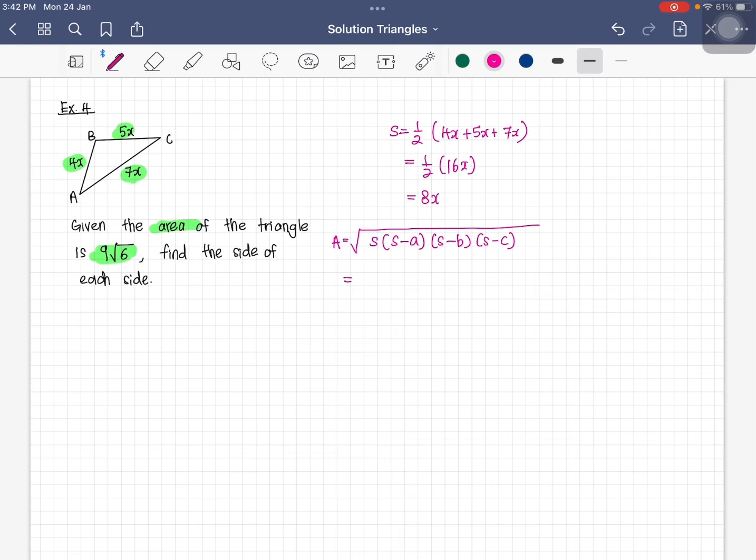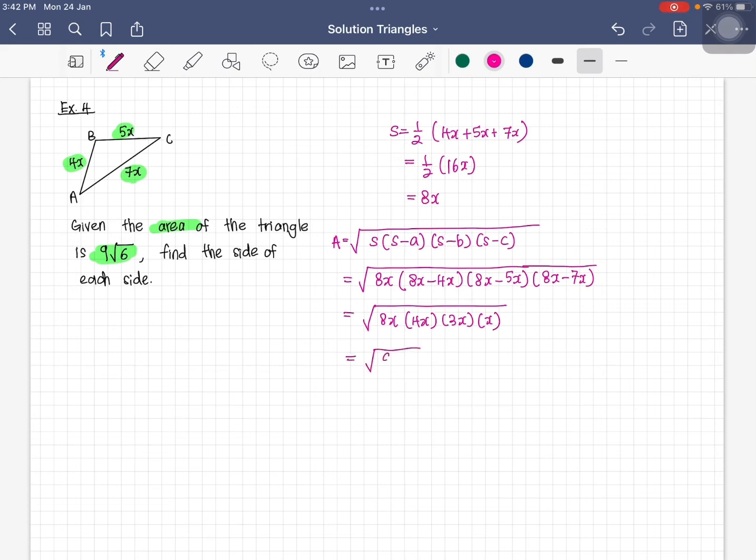So in this case, s is actually 8x, so we have s minus a, which is given by 8x minus 4x, and then I have 8x minus 5x, and then 8x minus 7x. Simplifying, this one is 4x, this one is 3x, and that one is x. So we need to multiply 4 by 8 by 3, therefore I've got 96.